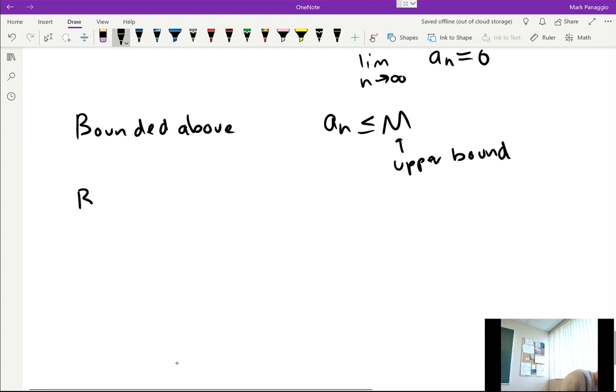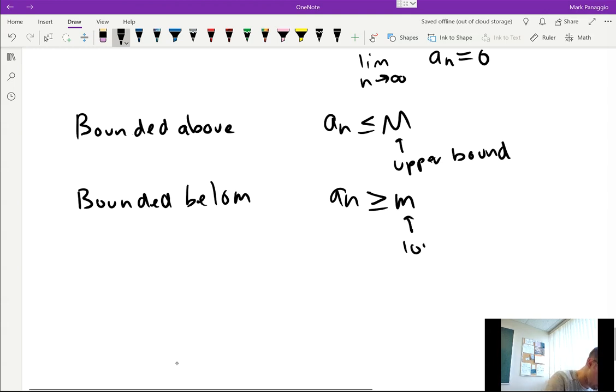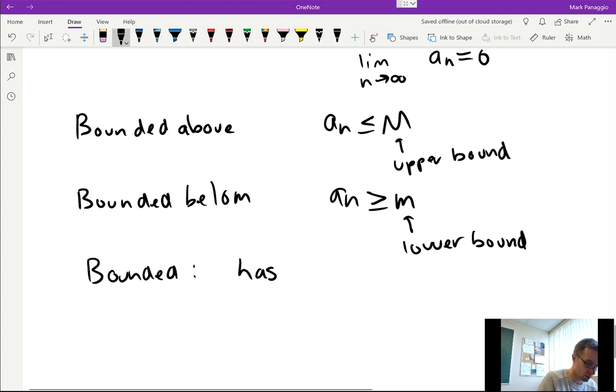Similarly, you can have a sequence that is bounded below, and as you might guess, that just means all of the terms in the sequence are bigger than some number. We'll call that little m, and that is what is known as a lower bound. And a sequence is going to be called bounded if it has both a lower and upper bound.